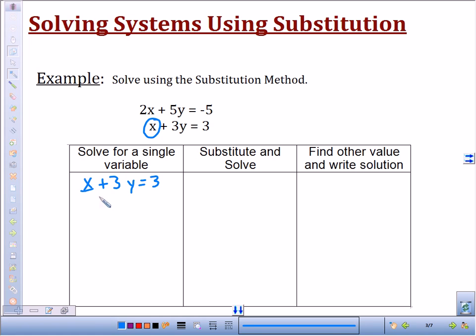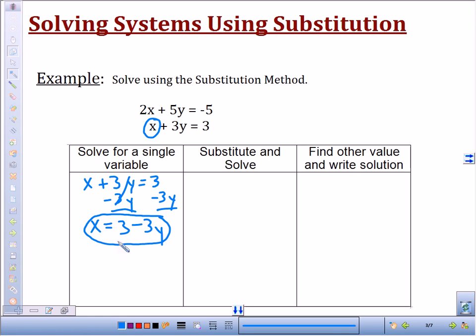Solving for this x means all I have to do is subtract 3y, and I'll do it from both sides because I have to. On one side, x equals. On the other side, I cannot combine 3 and negative 3y because they don't have exactly the same variables. Instead, I simply write 3 minus 3y. So I have solved for the x variable.